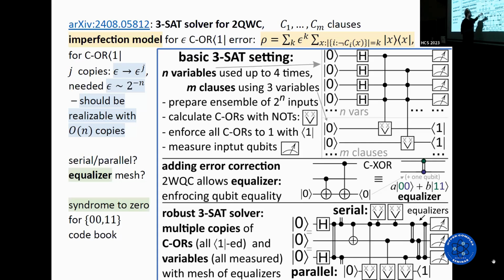So for example, we can also in theory make some better error correction. For example, we have this kind of gadget which literally enforces the 2 qubits to be equal. So we can make many copies of the qubit to improve the resistance or correction of such a circuit in theory.